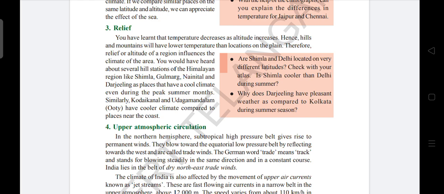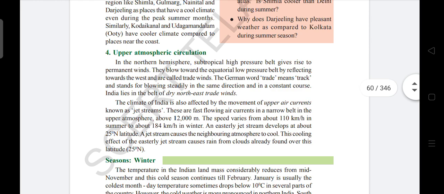Next is upper atmospheric circulation. In the northern hemisphere, the subtropical high pressure belt gives rise to permanent winds. They blow toward the equatorial low pressure belt by reflecting towards the west and are called trade winds. The German word trade means a track and stands for blowing steadily in the same direction and in a constant course. India lies in the belt of dry northeast trade winds.